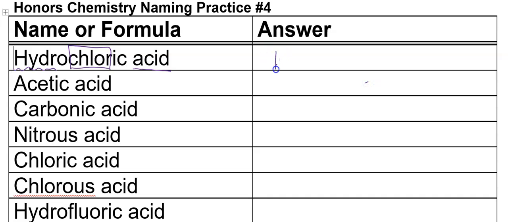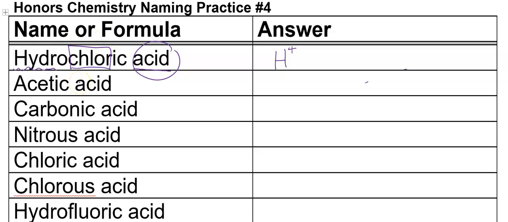If you see the word acid, acid dissociates, releasing basically hydrogen ions. So we always have a hydrogen ion release. So if you see the word acid, you automatically write H as your ion. And then you have the base name chlor.